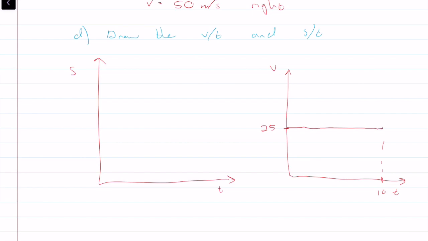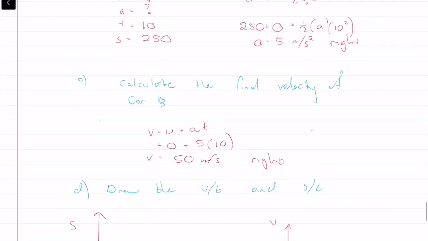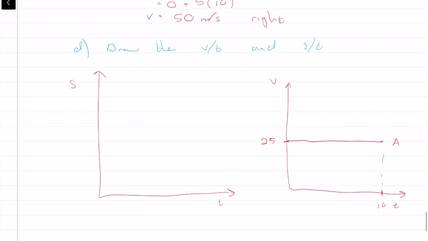Okay, so this is car B, if I'm correct. Car A travels at 25 meters per second, so that's car A. And car B starts at 0 and then ends at 50 meters per second, which is what we calculated. Okay, and we know it has a constant velocity, so it looks like that.